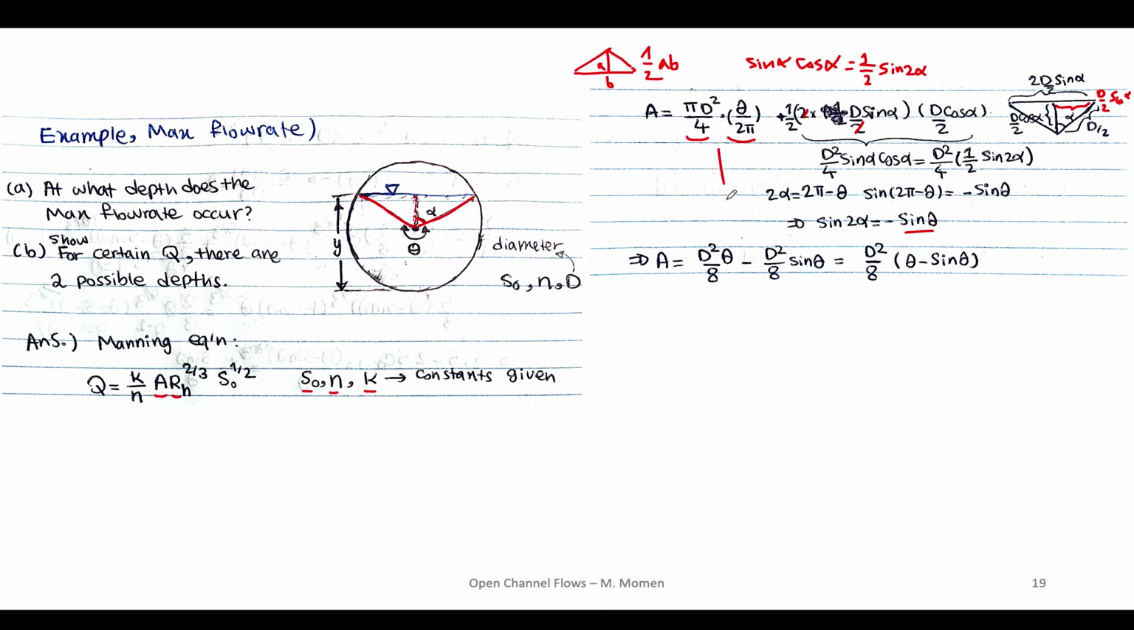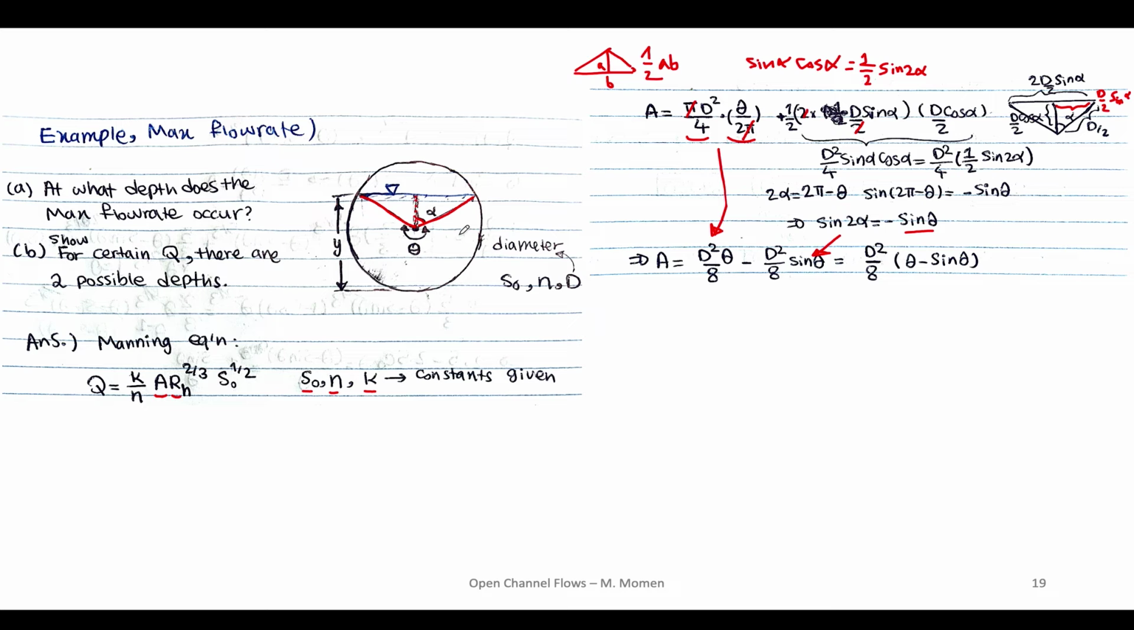So the first term here, the area, is gonna be this d squared, this pi is going to cancel out. So it's going to be d squared theta over 8 minus this one, d squared over 8 sine 2 alpha, which is going to be minus sine theta, right? So this is coming from here. And so I can factor out d squared over 8, and it's going to be d squared over 8 times theta minus sine theta. Okay, so this was a little bit of geometry to find the area of this kind of circular channel, semicircular channel.